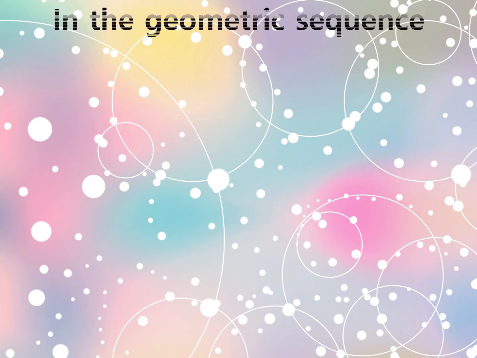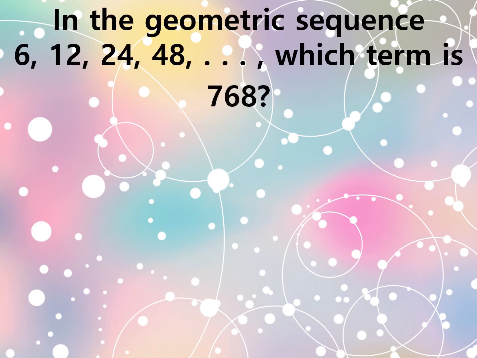Let's have the next problem. So, dun sa una kanina, nakapag-solve na tayo ng a sub n. Sumunod, nag-solve tayo ng a sub 1 at saka value ng r. So, ano pa kaya yung pwedeng maging missing sa geometric sequence para ma-solve natin? Let's have this example. In the geometric sequence 6, 12, 24, 48, which term is 768? So, which term yung tanong dito?